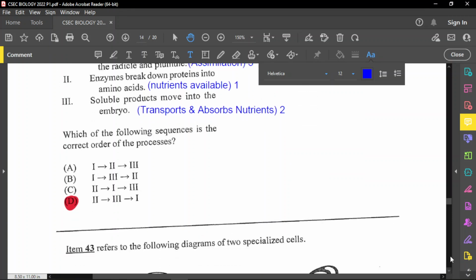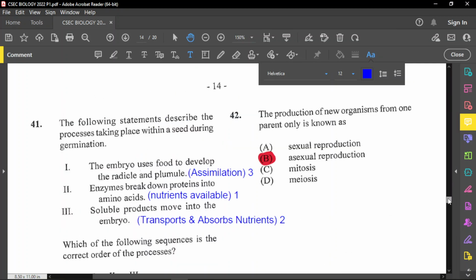All right, so let's go to the next question now, which is question number 43, I think. Let me just go back to make sure. Oh, no, 42 is here. The production of new organisms from one parent only is known as asexual reproduction, right? And there are different forms of asexual reproduction. You need to research or revise the different forms, such as binary fission, budding, and so on. So please make sure you go through those.